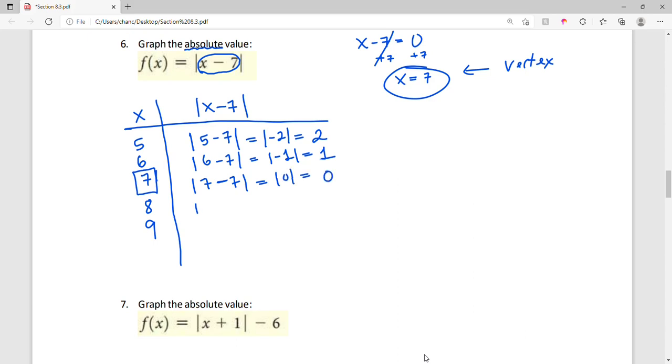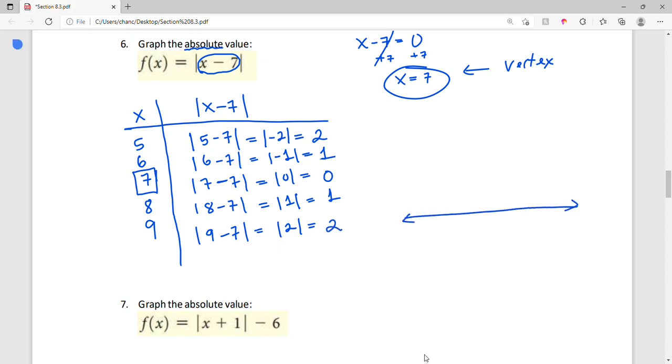We'll do it again for 8. The absolute value of 8 minus 7 is the same as the absolute value of 1, which is equal to 1. One more time, we'll use a 9 instead of an x. 9 minus 7 is 2. The absolute value of 2 gives us 2. Now you can see why we chose to let the inside be equal to 0, because it allows us to find the location of that vertex.